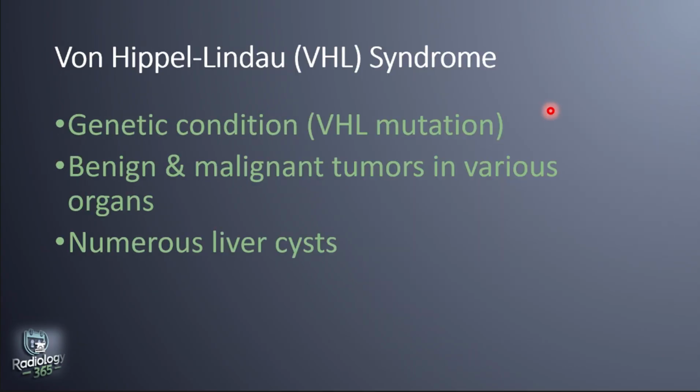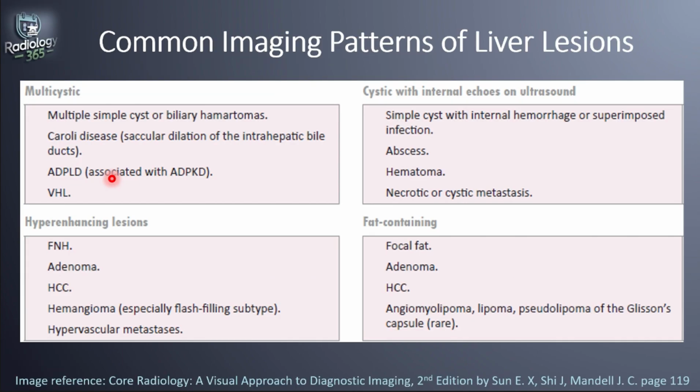Then we have von Hippel-Lindau syndrome, which is also another condition that could present with cysts in the liver. It's a genetic condition caused by mutations in the von Hippel-Lindau gene that leads to both benign and malignant tumors across various organs. In the liver, you often find numerous simple cysts, similar to what you'd see in autosomal dominant polycystic liver disease.